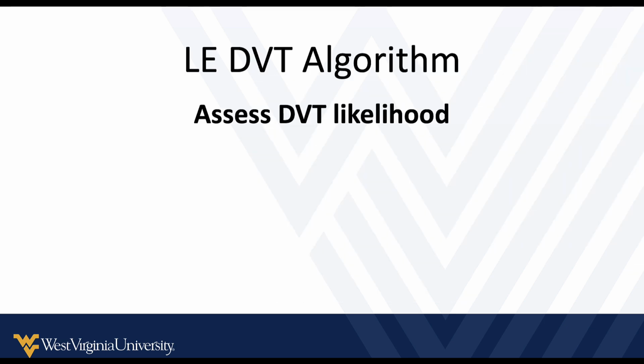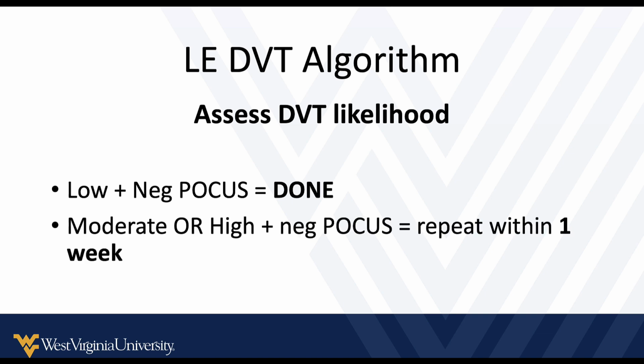So again, just reminders, the kind of DVT algorithm of how to make these decisions and how to think about these patients, assess their likelihood. If it's a low likelihood patient with a negative point-of-care ultrasound, you're done. No further workup is necessary unless the symptoms persist or don't get better. If they're moderate or high, but you have a negative point-of-care ultrasound, they can repeat within 1 week. The caveat being in patients who are highly suspicious of a proximal kind of pelvic or iliac DVT. Not very common, but something you got to keep in mind.